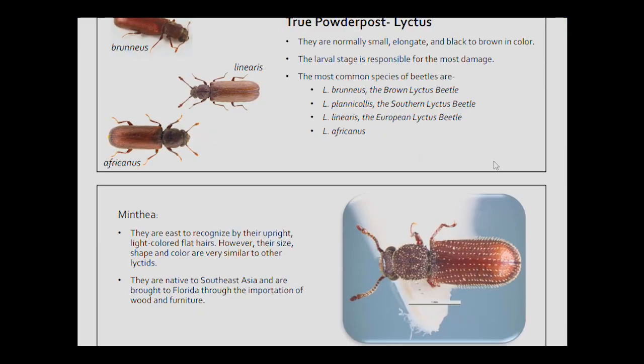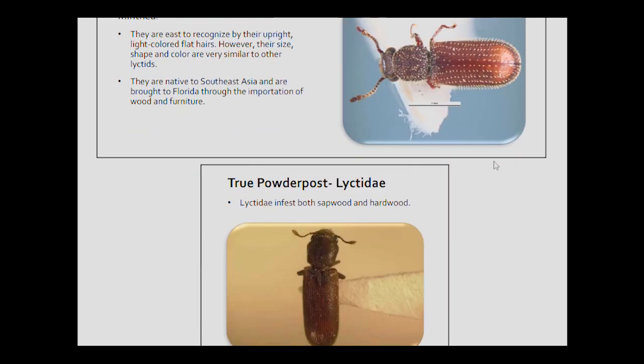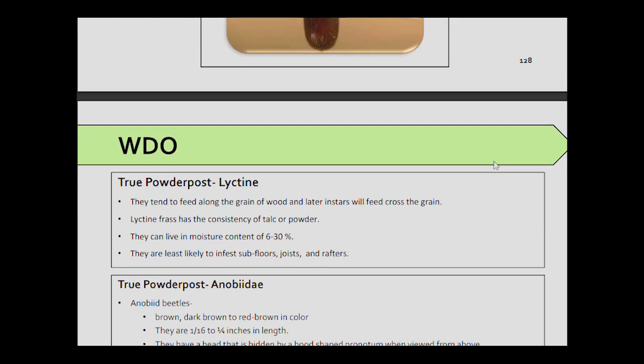WDO treatments can be remedial or preventative. Answer A, true. Which termiticide is a pyrethroid? Answer C. Demon Max. For rotting treatments, drill holes should be no more than blank inches distance. Answer B. 12.